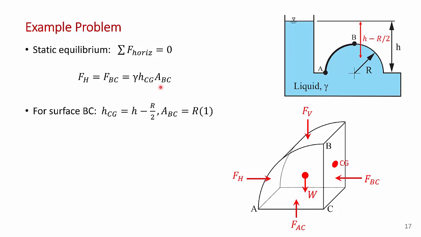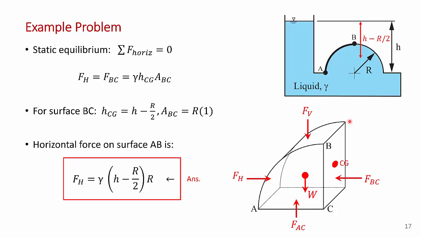These are very easy to calculate. This centroid here, the center of area for BC, is located halfway between here and here. So that's R upon 2. So this distance from this free surface is H minus R upon 2. So that's the depth of the centroid of surface BC. And the area of surface BC is just R times 1. This distance is R, and this distance is 1. So making the substitutions for gamma, HC, and ABC, we get this simple expression. And as we showed with our pressure distribution, the force of the water on the gate, the hydrostatic force, is to the left. So that's the answer for the horizontal component.